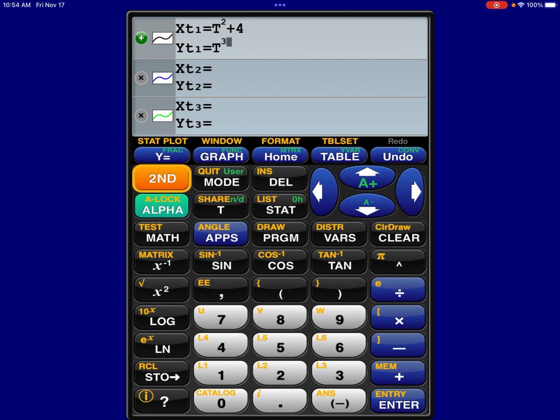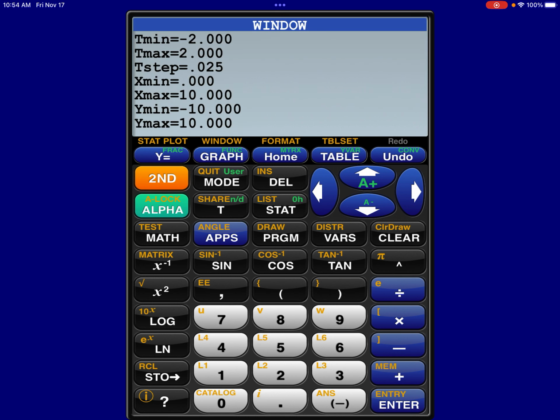And then for the window, since it said t goes from -2 to 2 in the directions, I use that. Since x has t squared, it's not going to have any negatives. And then for x, I'm going to go with 0 to 10, and y is from -10 to 10. And then you could see the graph.